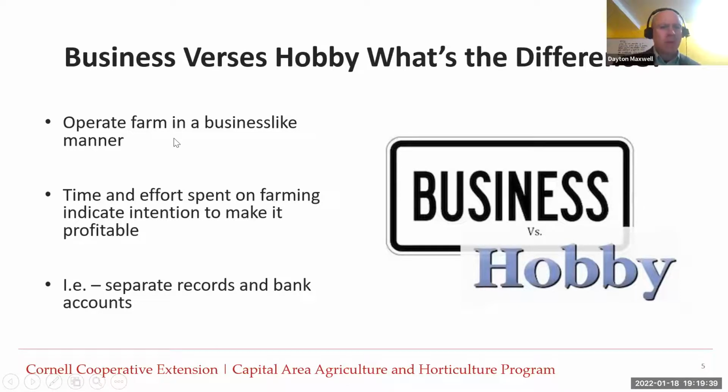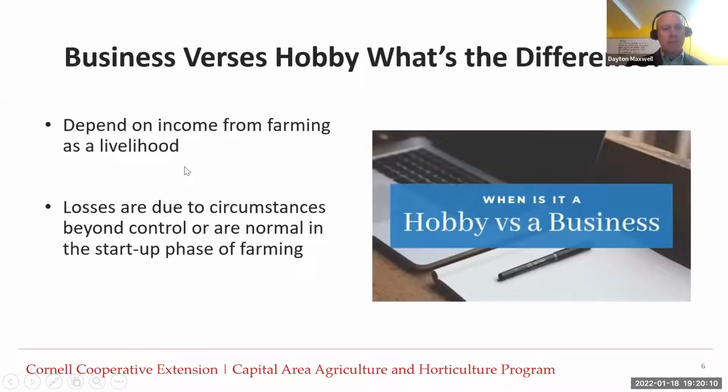Do you operate the farm in a business-like manner? I suppose that's subjective, but something they look at. Time and effort spent on farming indicate your intention is to be profitable. One of the things that I always encourage business operators to do is keep separate records and separate bank accounts. This is really something that says, hey, my business is a for-profit entity. And if you depend on the income from the farming as a livelihood, for sure, then it's a business.